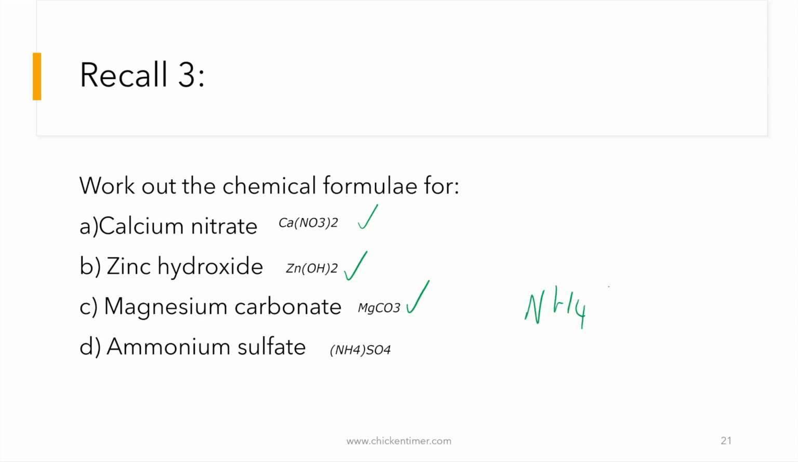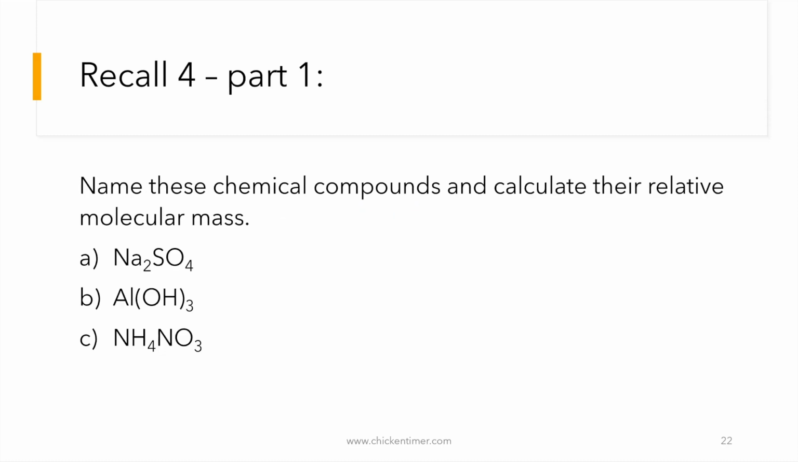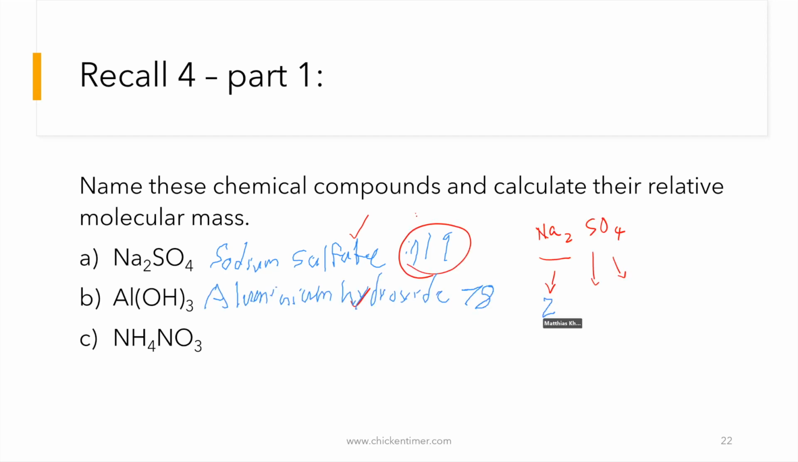Ammonium is like this. Sulfate is like this. So it's 1 here, 2 here. Then you switch the numbers. Yep. Okay. So you are supposed to name the chemical compounds and then calculate the relative molecular mass. Sodium sulfate, 23 plus 23 plus 32 plus 16 times 4. Sodium sulfate is correct. Then, okay, this is 119.